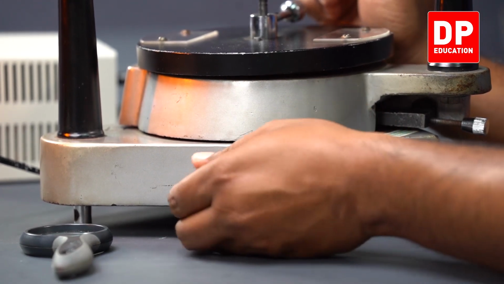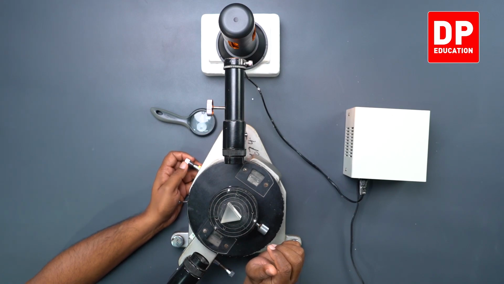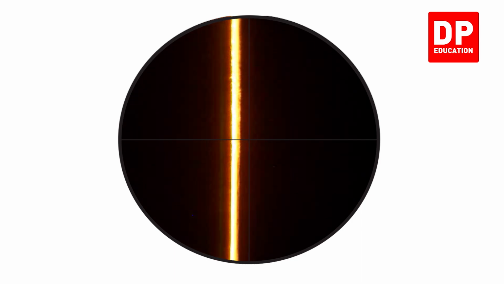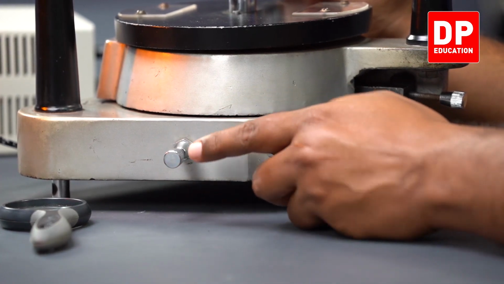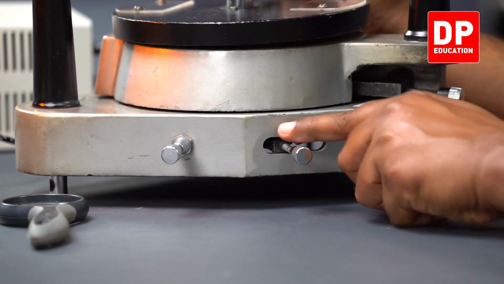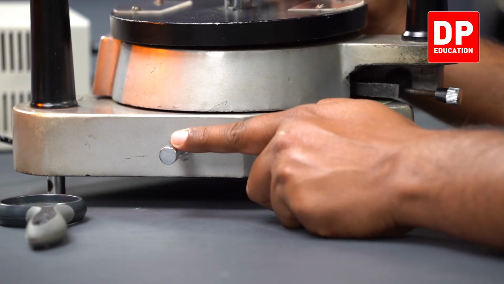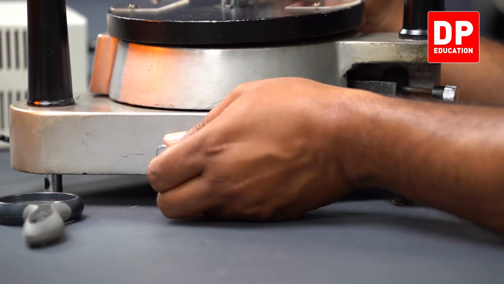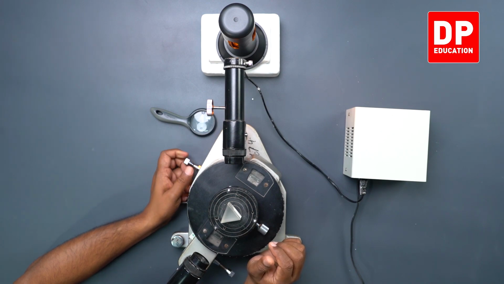You can see when I rotate this, it gets adjusted little by little, the fine tuning knob, and then it gets aligned. Make sure when you use this knob, the other knob is fully tightened. If you don't tighten it, then you can't adjust with this knob. So this knob is fully tightened. With this knob, I am adjusting it. Yes, now the image and the vertical line have been aligned.